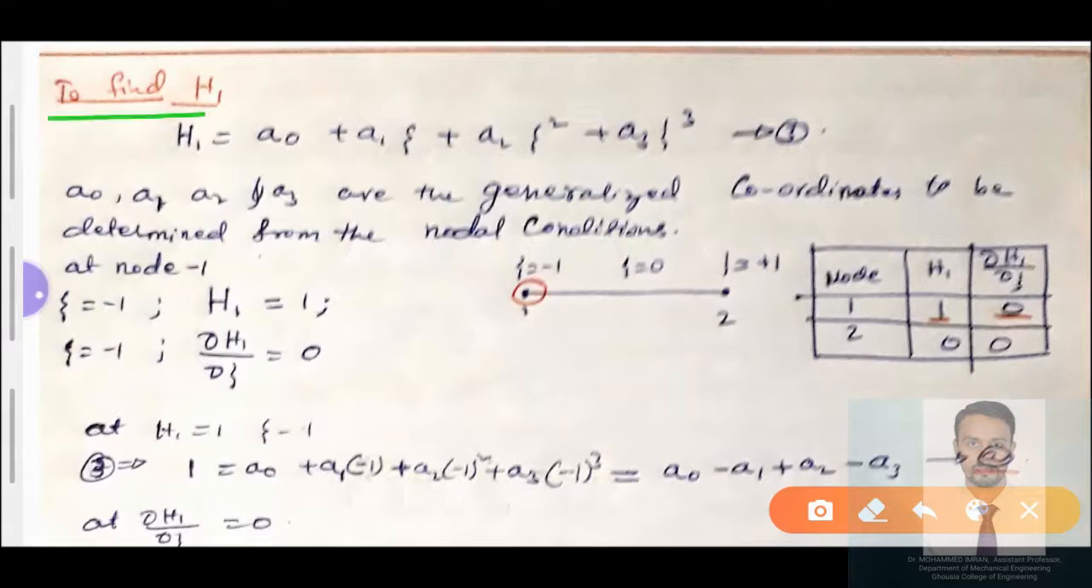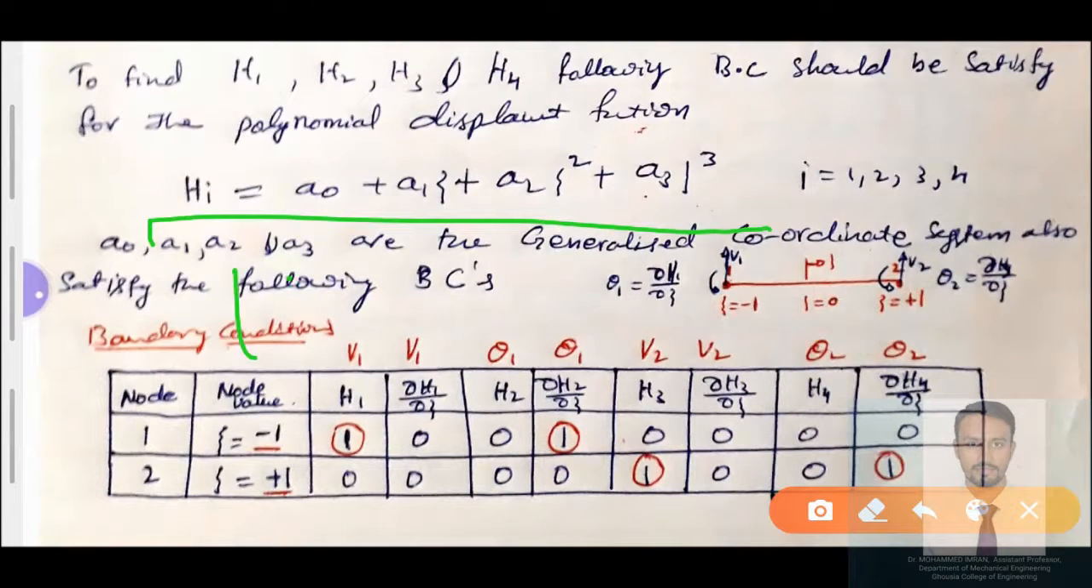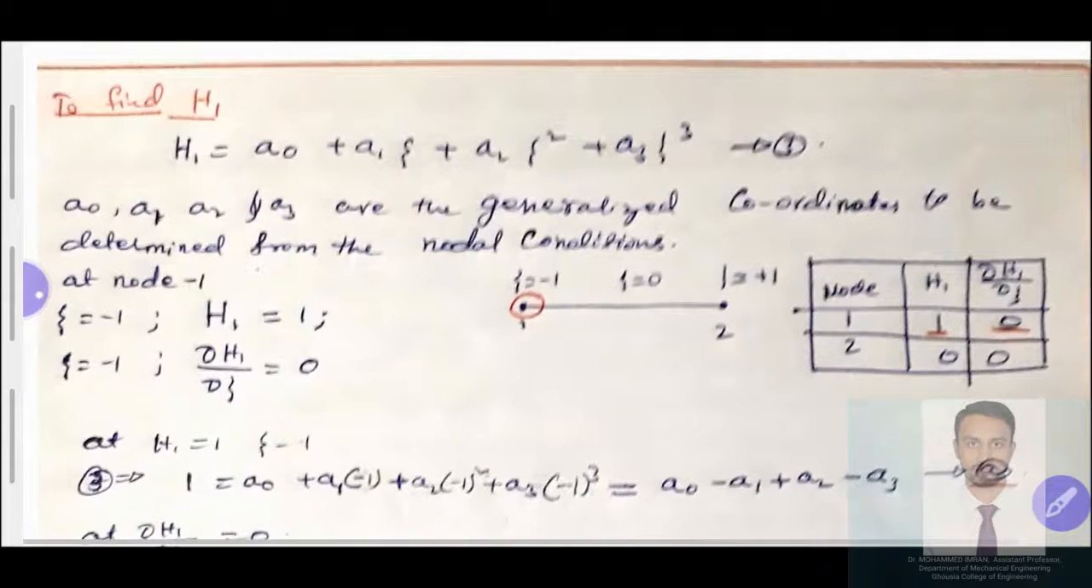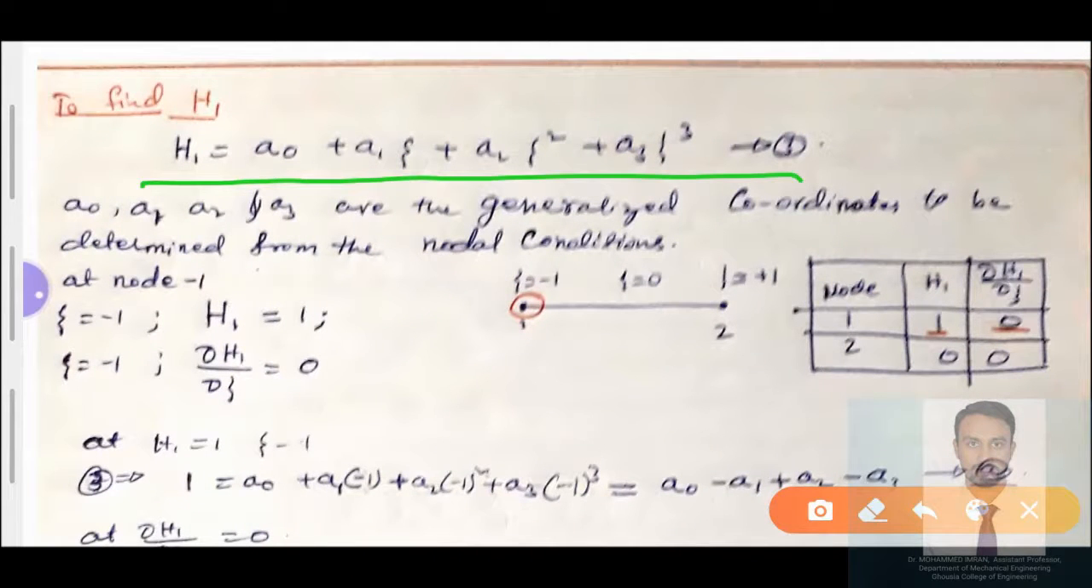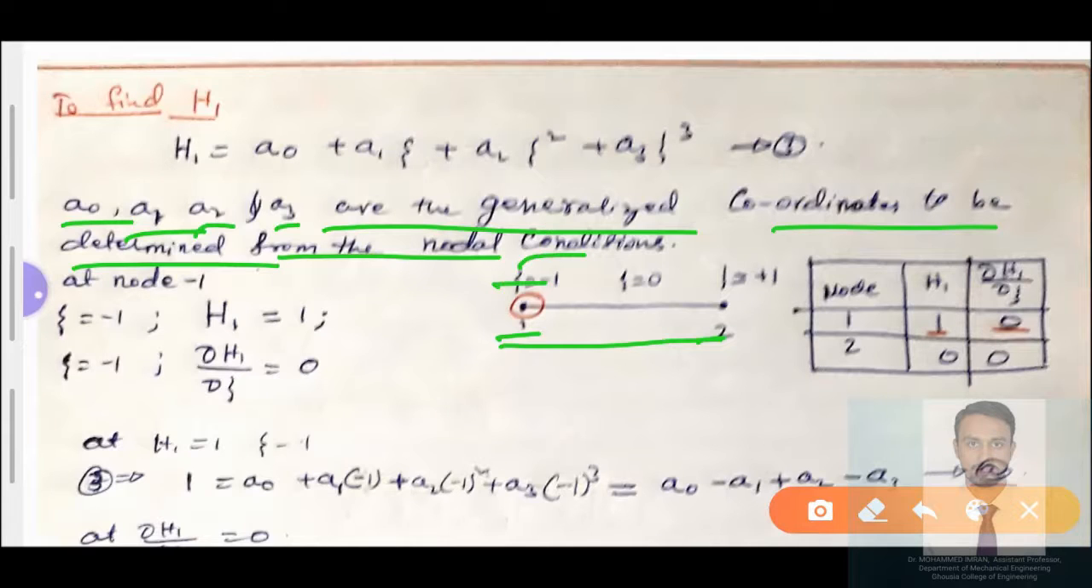Now to find h1, I'll assume again a polynomial equation. When I take i equal to 1, this equation becomes h1 equal to this value we have here. Equation number 3: h1 is equal to a0 plus a1 zeta plus a2 zeta square plus a3 zeta cube, where a0, a1, a2, a3 are the generalized coordinates to be determined from the nodal conditions. From the nodal conditions we have a beam element with node number 1 and node number 2. At node number 1 the zeta value is -1, at node number 2 the zeta value is +1, and at the mid of the beam element zeta is equal to 0.